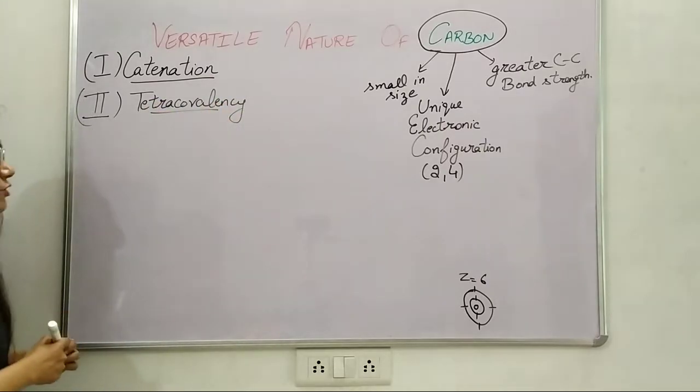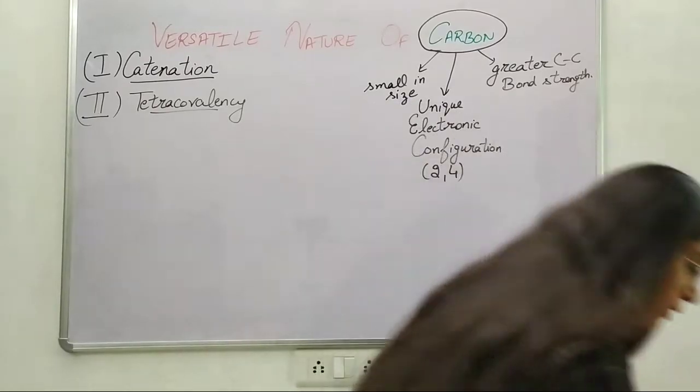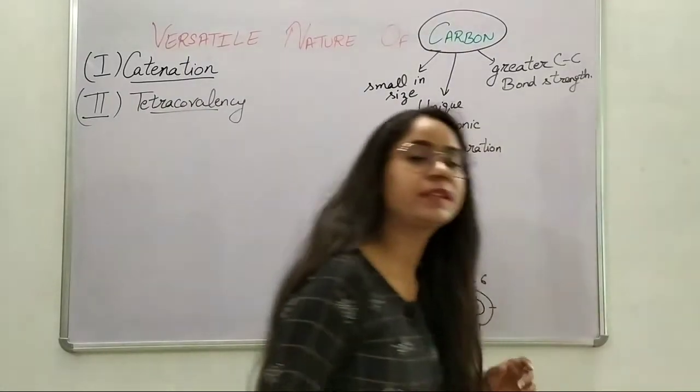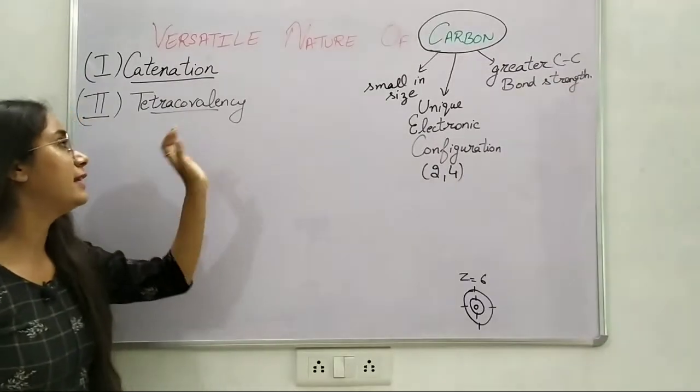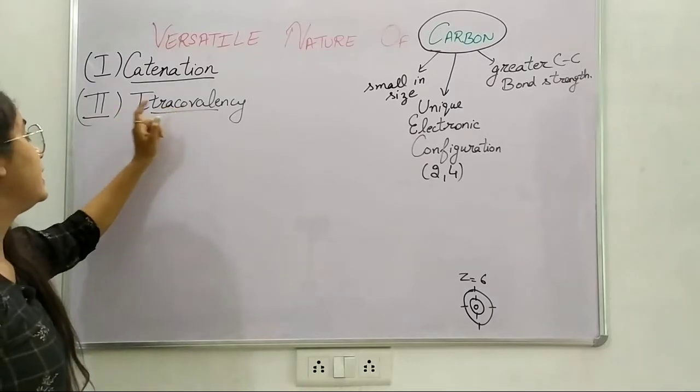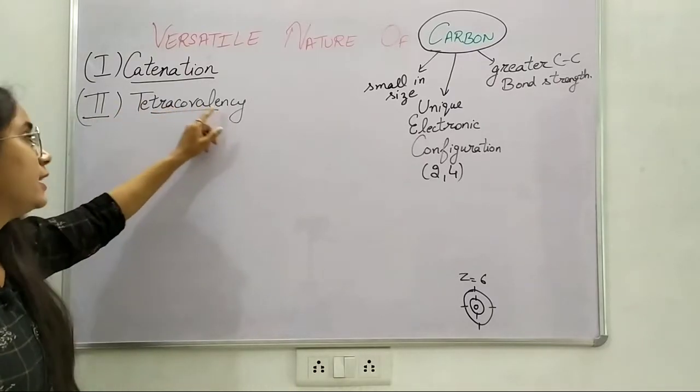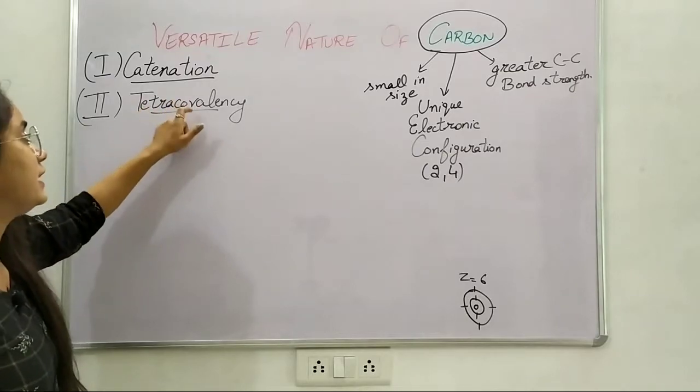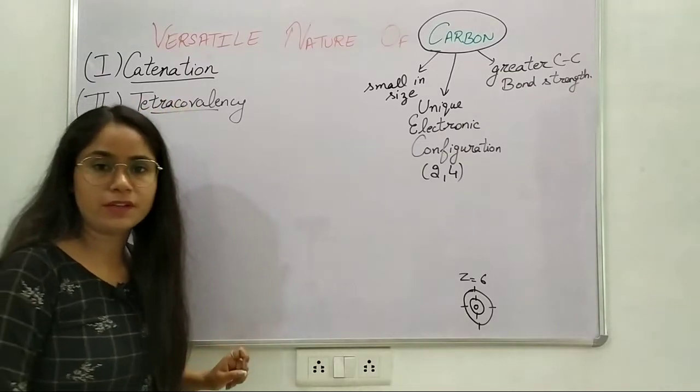Now what is tetracovalency? Tell me about it. What is tetracovalency? Well, tetracovalency means carbon has a valency of 4, due to which it is able to make covalent bonds.